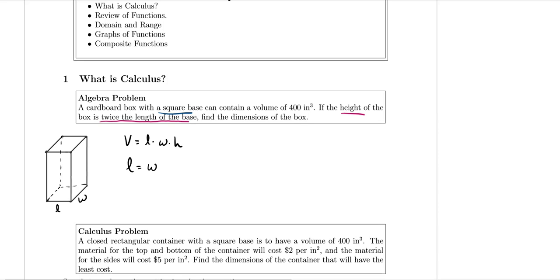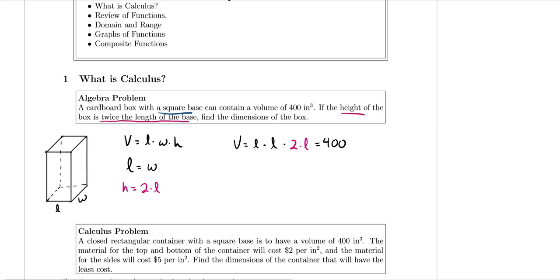Alright, so if we define the length of the base to be L right now, then the height is 2 times the length. Okay, so this is what the problem is telling us, and we know that the volume has to contain 400 inches cubed. So putting everything together, our volume is going to be the length times the width, which we know are equal because it's a square base, times the height, which we know is twice the length, so times 2L, and that should be equal to 400 inches cubed.